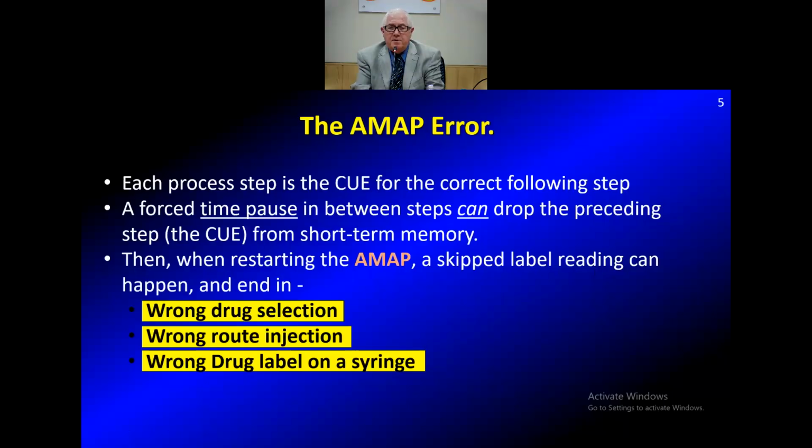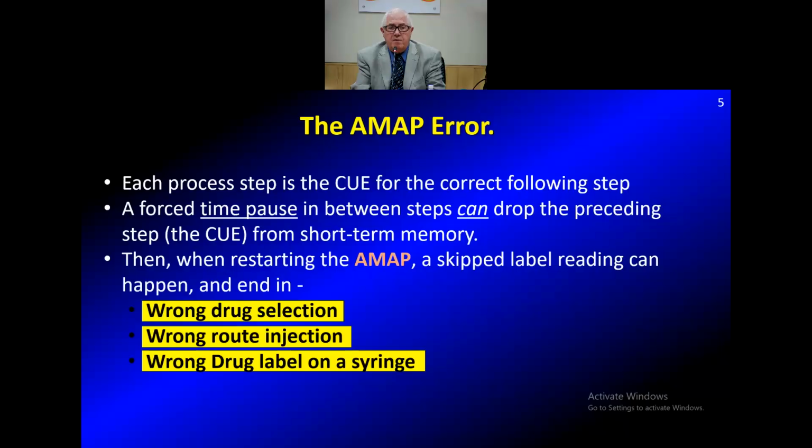Each process step in the AMAP process is the cue to the correct following step. If you're subjected to a forced time pause, a distraction, or an interruption between steps, you can drop the preceding step from your short-term memory. That's the cue. So when you turn back to what you were doing and you restart the AMAP process, it is possible to skip the step that you would have done, such as reading a label.